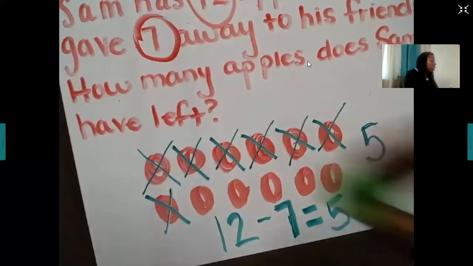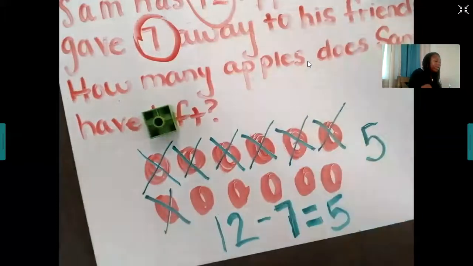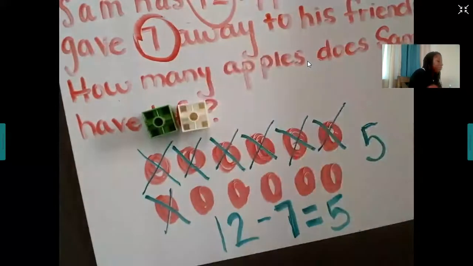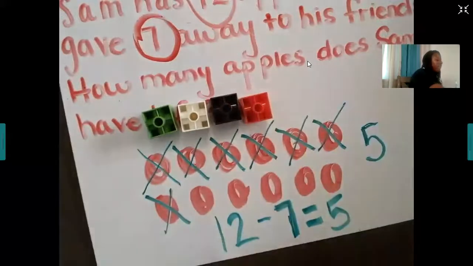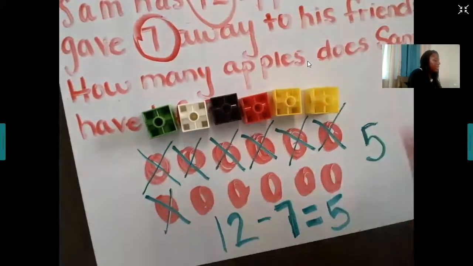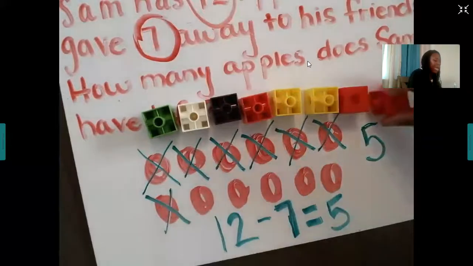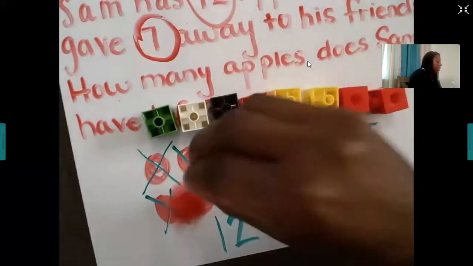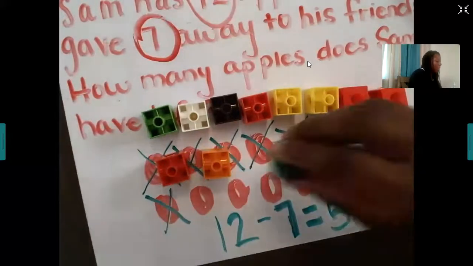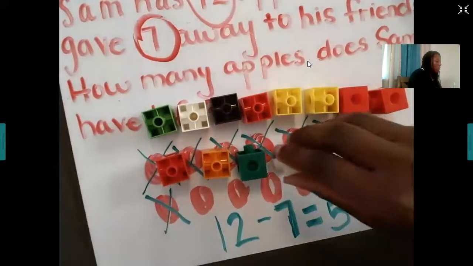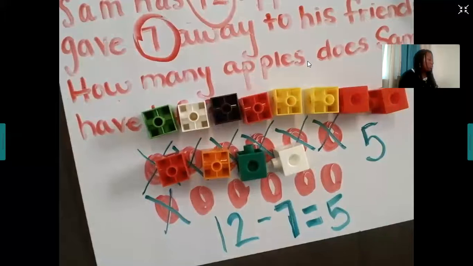So I'm going to use cubes, and I'm going to go 1, 2, 3, 4, 5, 6, 7, 8, 9, 10, 11, 12. Okay, those are Sam's 12 apples.